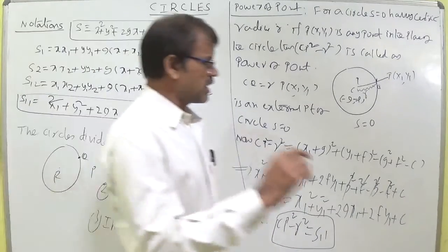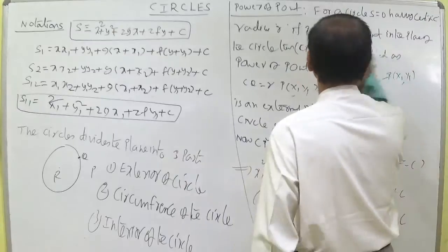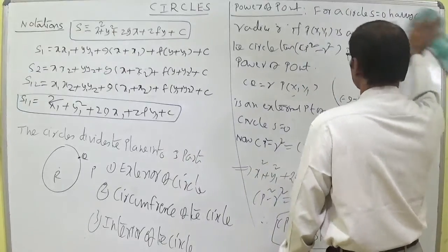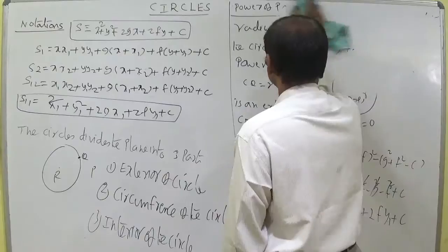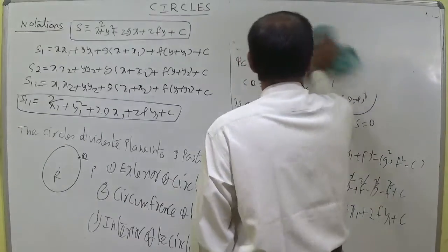Now, let us write all three points. This is the power of a point. So the power of a point is nothing but CP square minus r square, or simply S11.